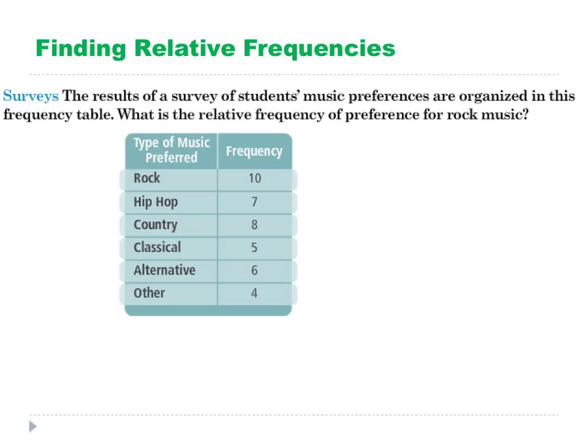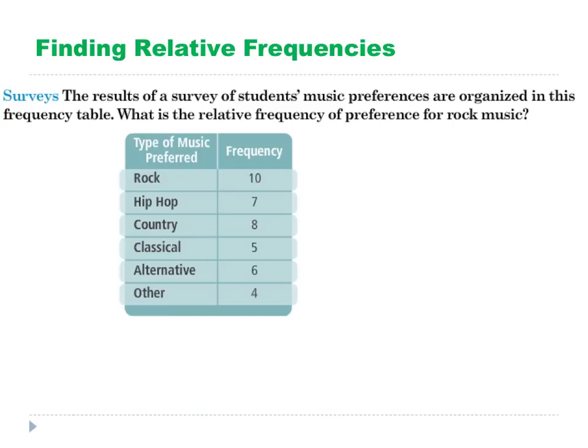So first off here, we're talking about finding relative frequencies. The results of a survey of students' musical preferences are organized in this frequency table. What is the relative frequency of preferences for rock music? I'm sure this table is very representative of all of the students in your classroom and the types of music that they would prefer. If you remember, back in Math 1, we talked about frequencies and relative frequencies.